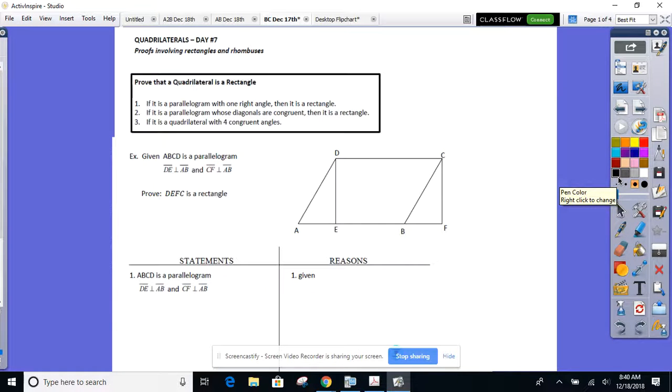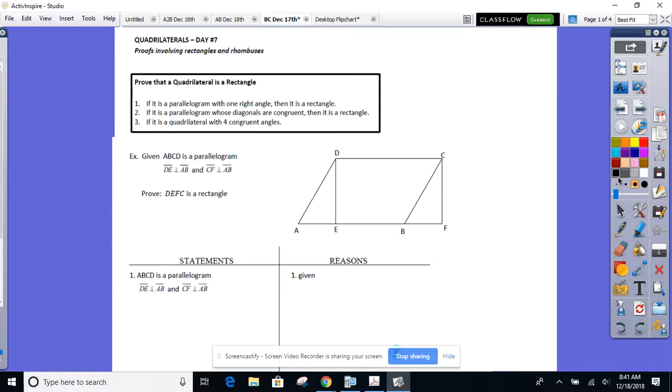First, how do you make it into a rectangle? All right. Three different ways you can make any quadrilateral into a rectangle. Two of the ways, you've got to say it's a parallelogram first. Do we have practice in proving a parallelogram? Yes, last week.